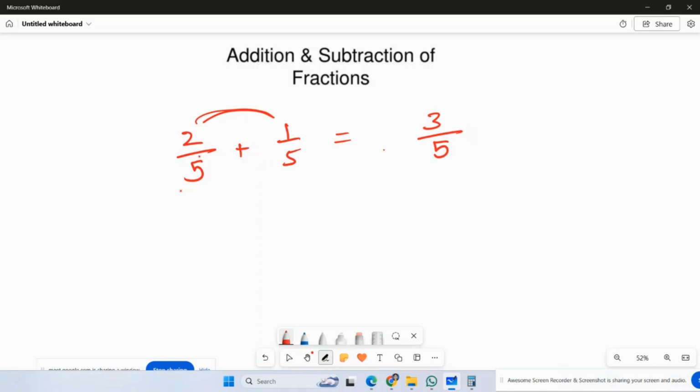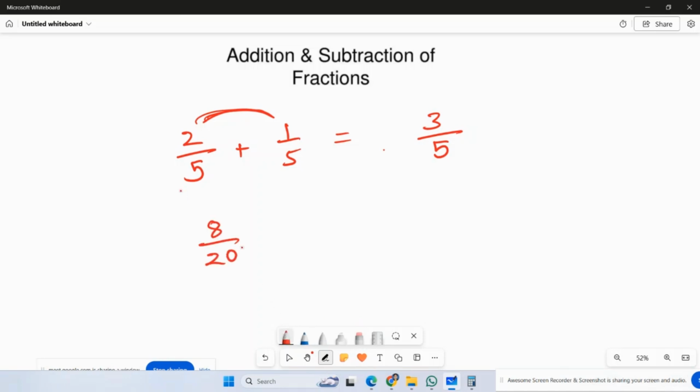Here 2 upon 5 means 2 parts out of 5 parts. 1 upon 5 means 1 part out of 5 parts. So here 5 parts are there, and when we are adding these two fractions, we only add the numerators. 2 plus 1 is 3, so 3 upon 5. The 5 we write as it is. Let's see one more example.